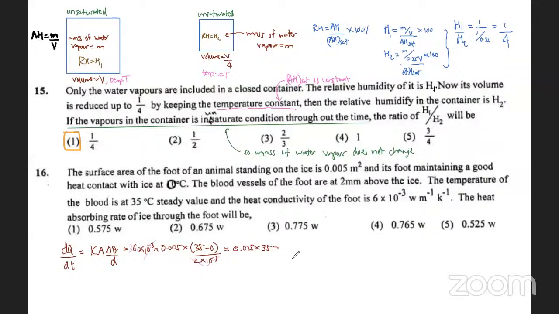What is the final answer, people? Fifth answer, no? Right, perfect. Fifth answer. 0.525. Good.